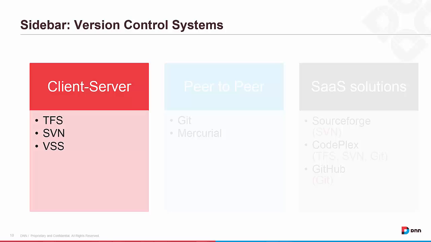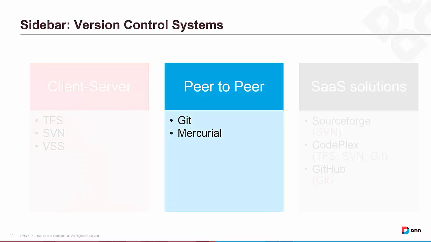Many developers are used to working with client-server type version control. These systems generally have a single central repository. All of the developers check out code, make changes, and check in the changed code. Often, files are locked while code is being changed to minimize conflict between multiple developers.